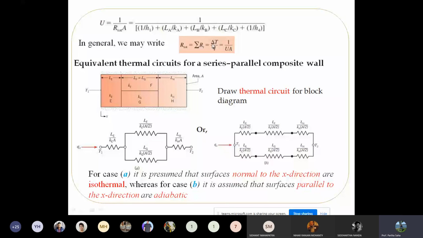resistance, which is nothing but the overall temperature difference divided by heat flux, which can be given by 1 by UA. So the most important equation to remember is that thermal resistance is equal to 1 over UA, or you can say thermal resistance times area is equal to 1 by U. This equation will be very, very useful while you solve some numericals.